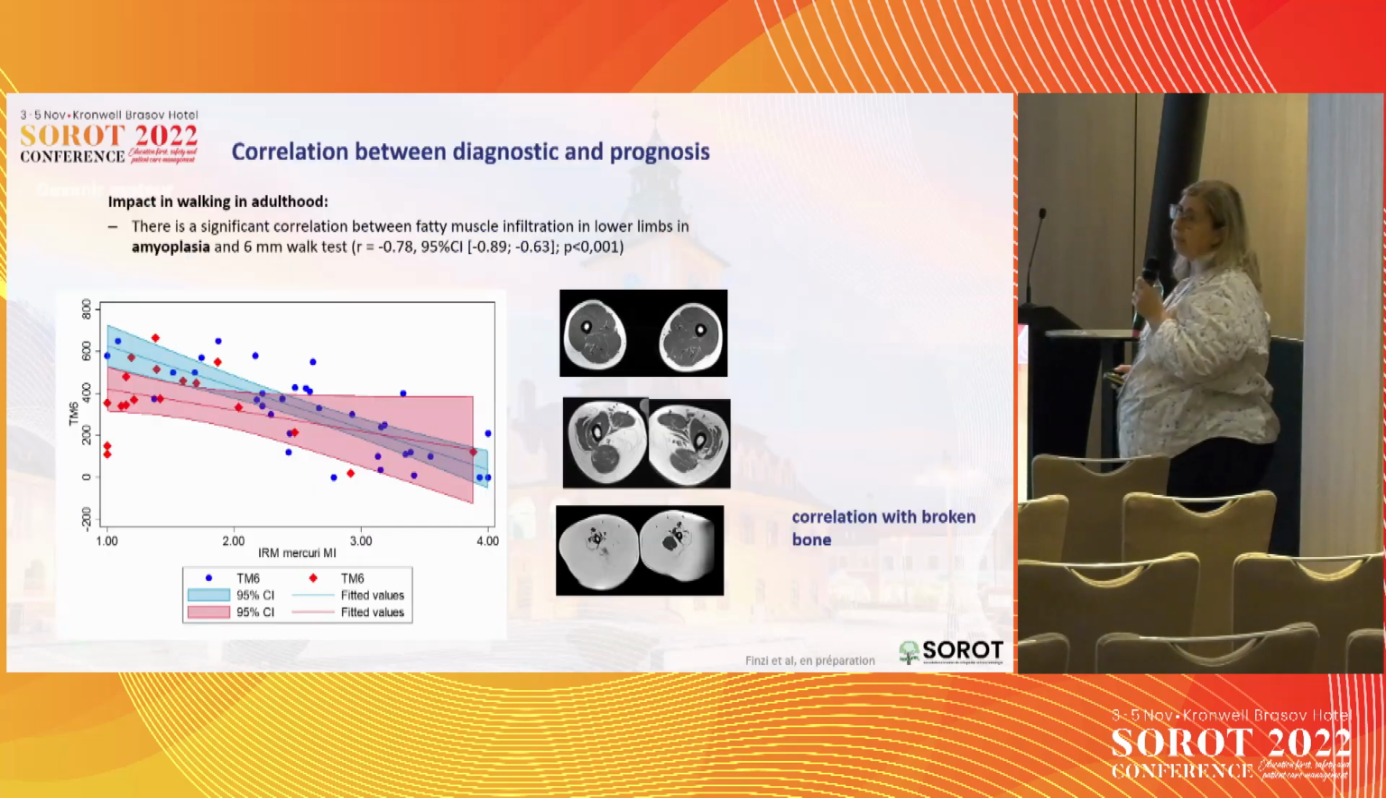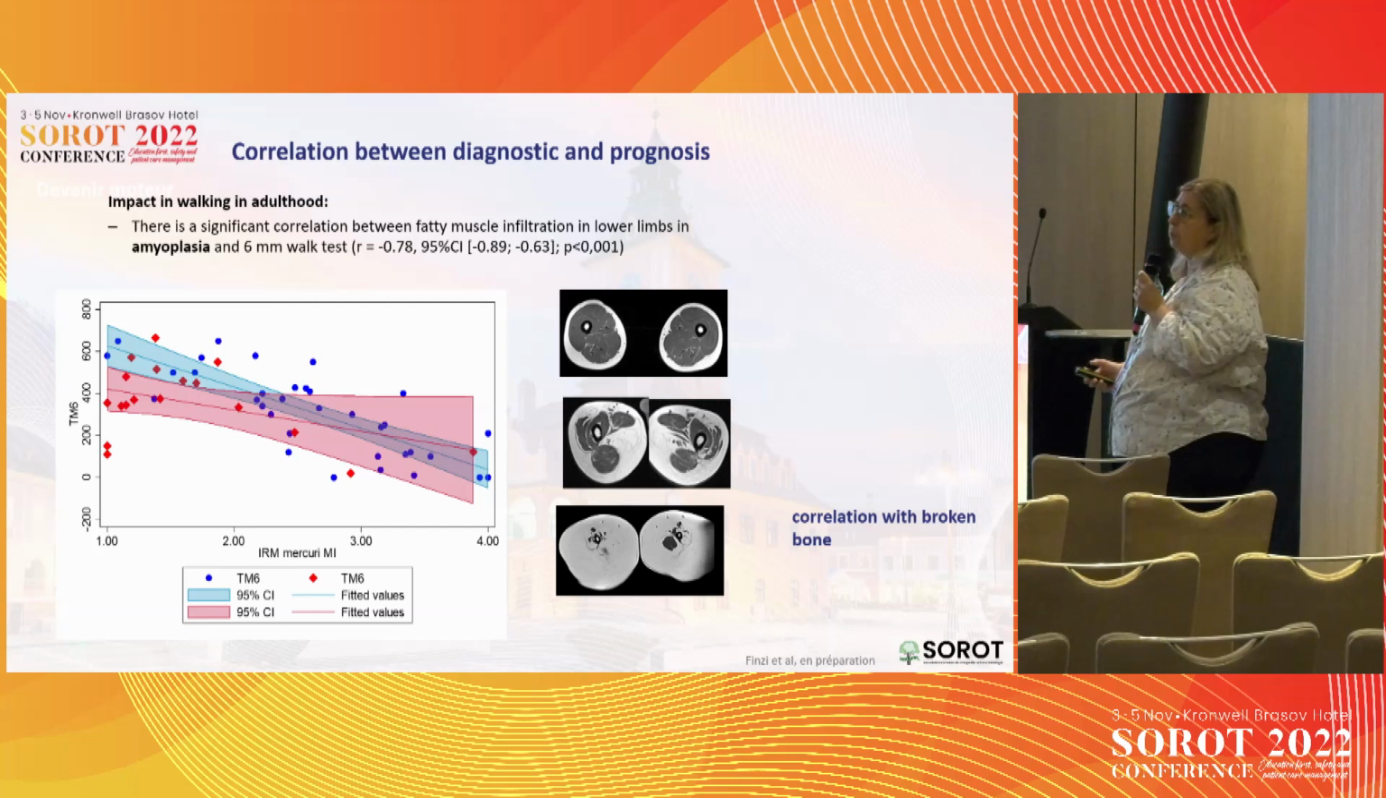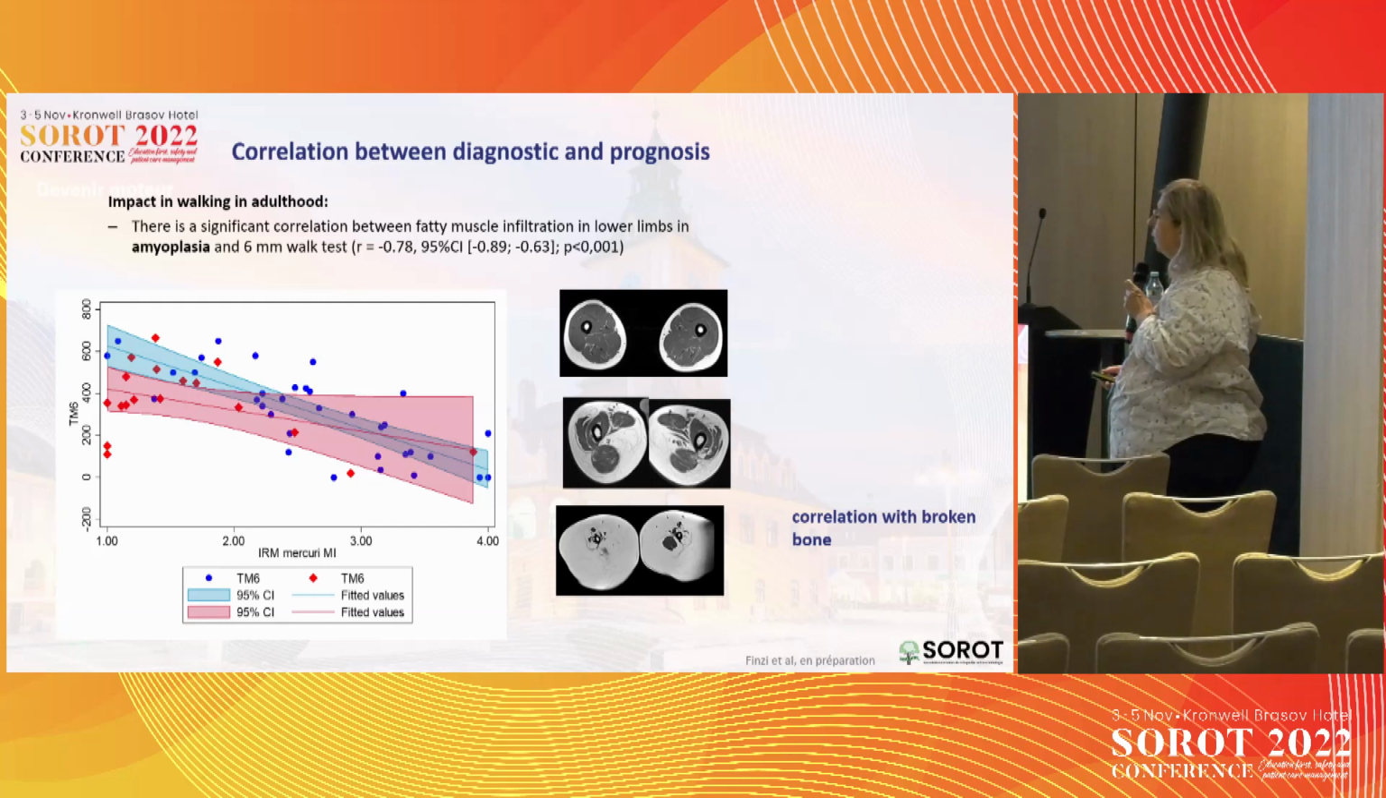Why it's interesting to know exactly the etiology of arthrogryposis: even if it's a rare pathology, we now have a sufficient number of people to study the correlation between diagnosis and prognosis. For example, the impact on walking.